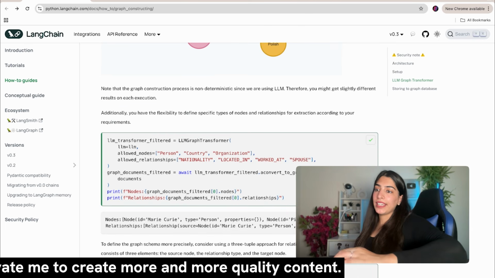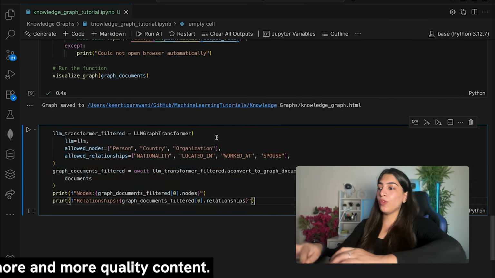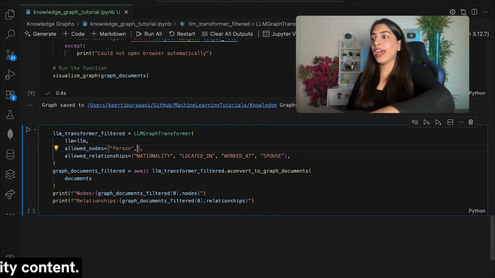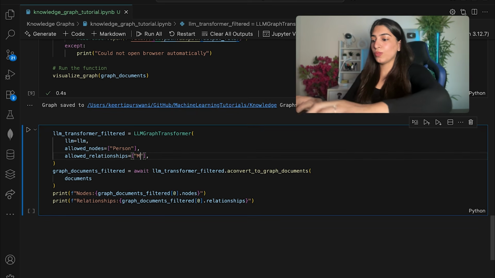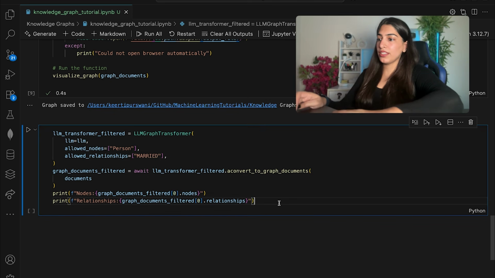But all right, now let's try filtering our LLM transformer. So I'm going to copy that. And what nodes should we give? Let's try only persons and maybe only married. Spouse is also what they have, but let's try married because that is what came in our case. So let's try this out, and we are going to get nodes and relationships again. Let's try running it.